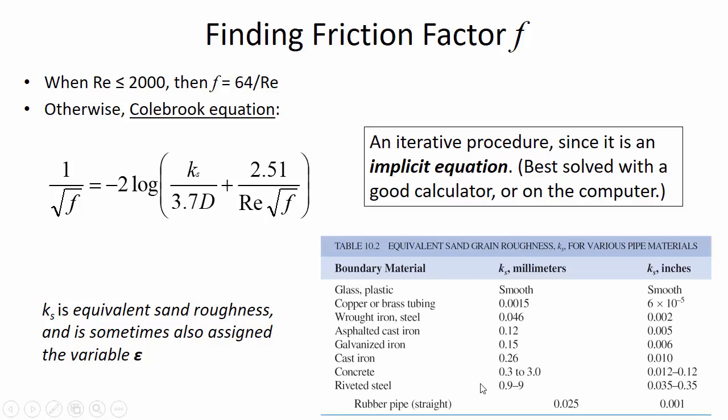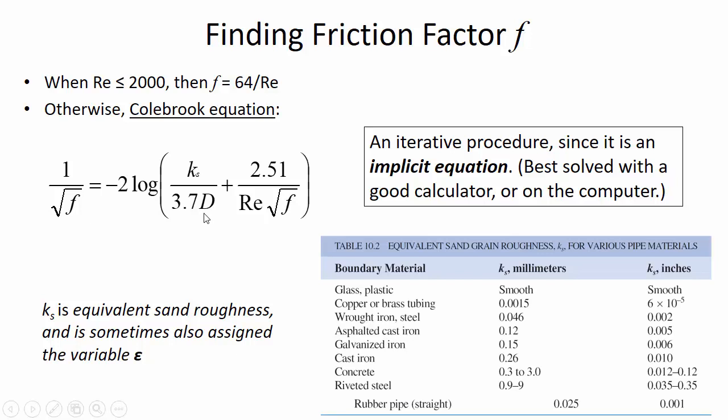Now here is a table of some equivalent sand roughnesses. We've seen other similar tables before for different materials. Sometimes k sub s is the variable that's used for equivalent sand roughness. Sometimes it's epsilon. This table is calling it k sub s. So is this equation for the Colebrook equation. But you maybe would see it with an epsilon and just know that that's talking about the equivalent sand roughness relative to the pipe diameter.